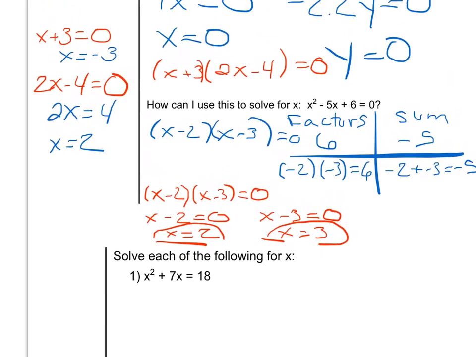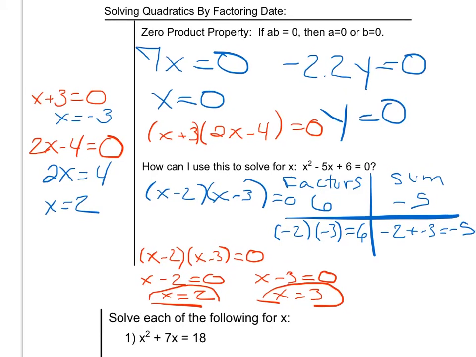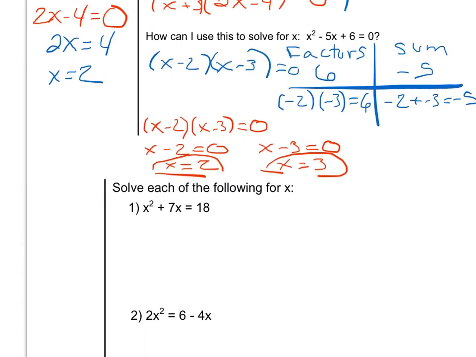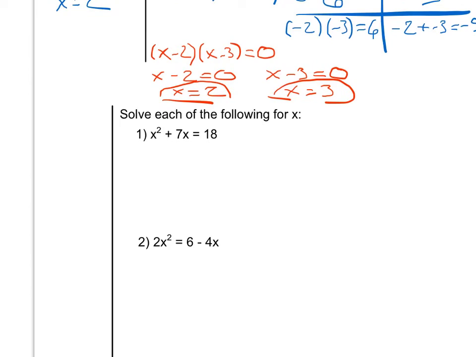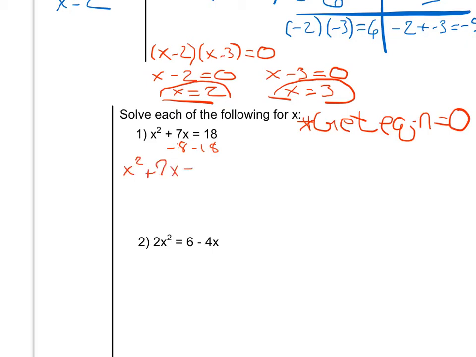Well, in order to use the zero product property, one thing I need to point out is it has to be equal to 0. I notice this equation is not equal to 0. So the very first thing I'm going to do is get my equation equal to 0. In order to do that, I'm going to subtract 18 from both sides. And my new equation will be x squared plus 7x minus 18 equals 0. I see it's in standard form, so I'm good to go.